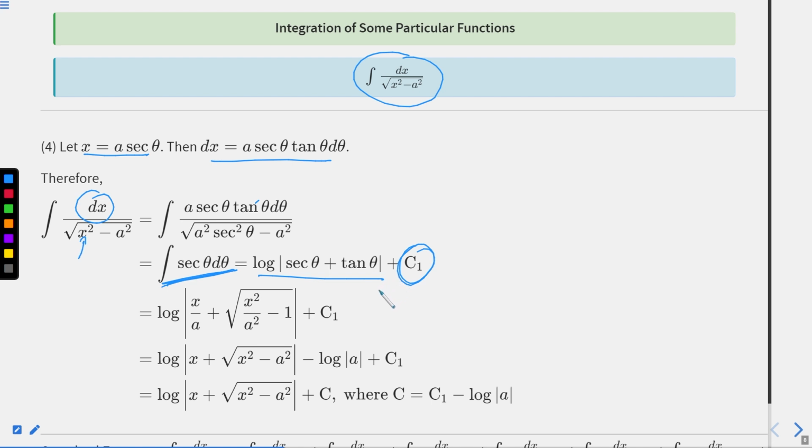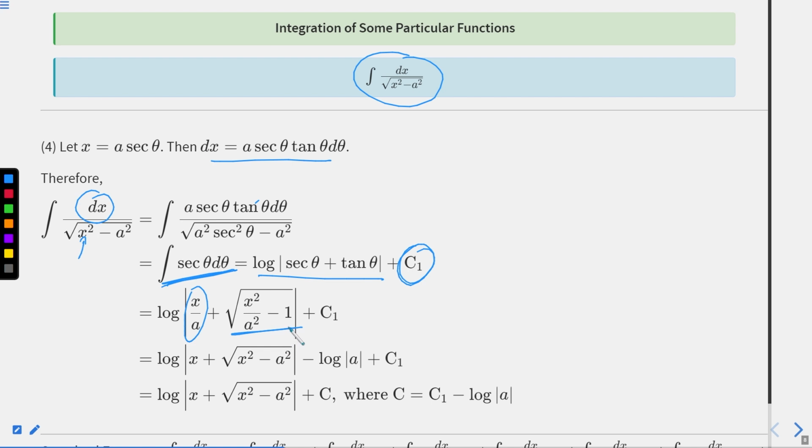I hope it is clear to you. Okay, so now what? Now theta, we have to replace theta in terms of x. So theta is just sec inverse of x by a. So you are only left with x by a. Tan of sec inverse of x by a, you are left with this form.